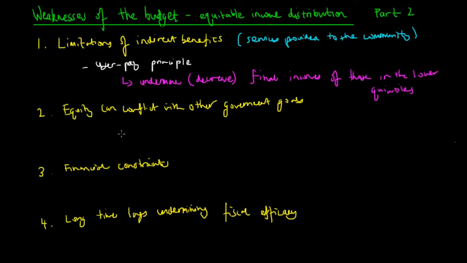Secondly, we're going to look at how equity can conflict with other government goals. So again, we'll focus on this equity versus efficiency argument. So people will start getting complacent if people start living off welfare payments. So this idea of the welfare trap again comes to the fore. So if people start living off the welfare trap, this would undermine greatly our efficiency in resource allocation and therefore cause even higher levels of unemployment.